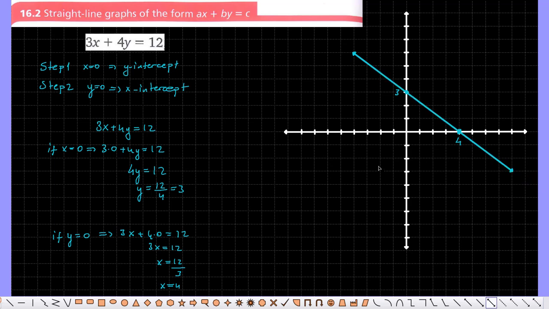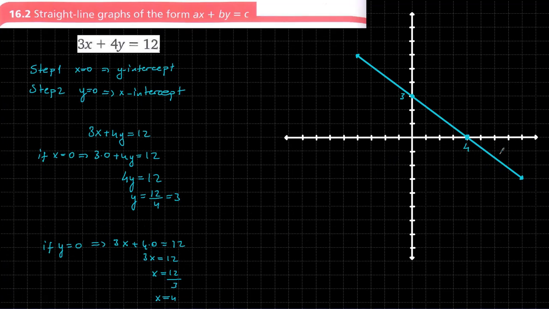Yeah, now I draw the graph of the line, and I'm going to name the line like this. 3x plus 4y is equal to 12 is the name of the line. When you see this line, you are going to understand that the name of the line is 3x plus 4y is equal to 12.